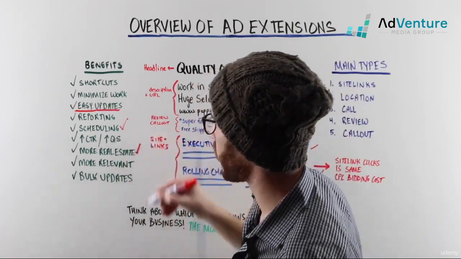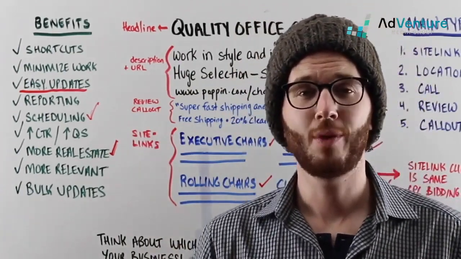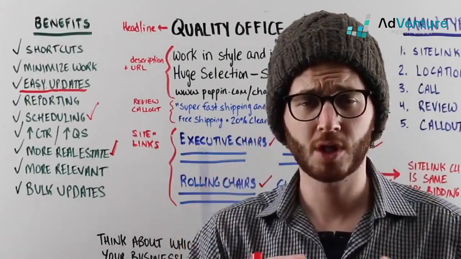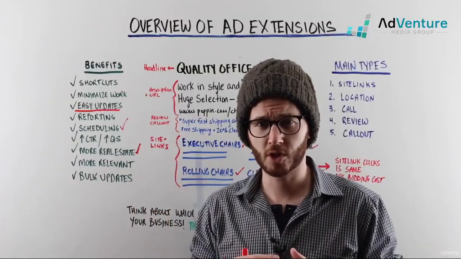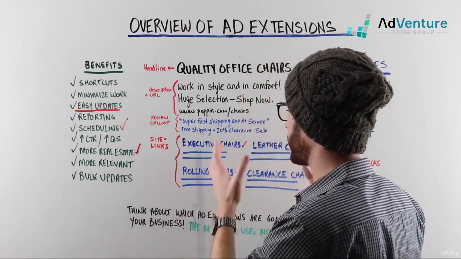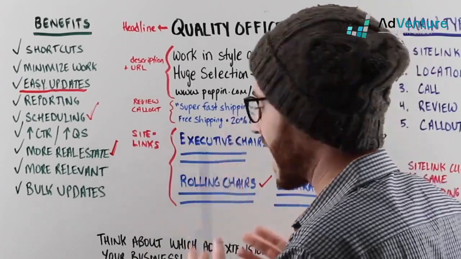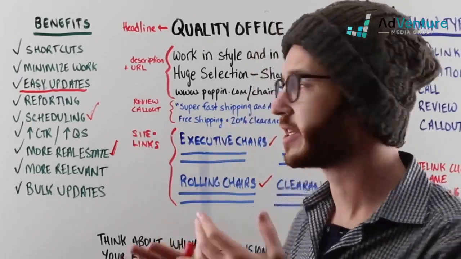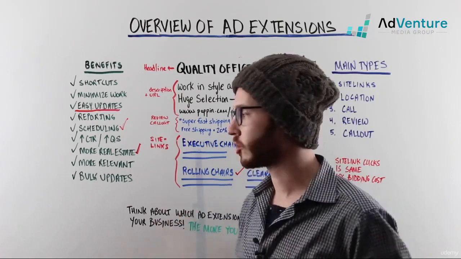One is that it's more real estate. Your ad's going to be more visible to the human eye. This is a very simple concept: a greater portion of the screen of the search engine results page, the SERP, is now going to be covered with your ad. The more ad extensions you have, the more space your ad takes up, and the more likely somebody is to even see or focus on your ad.